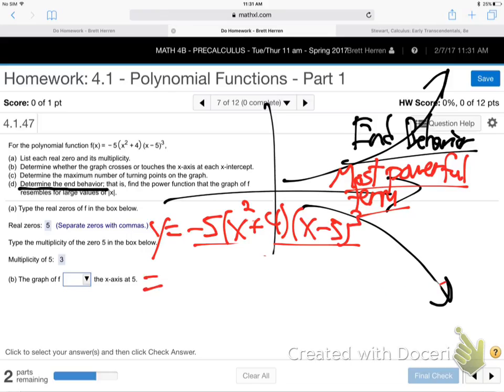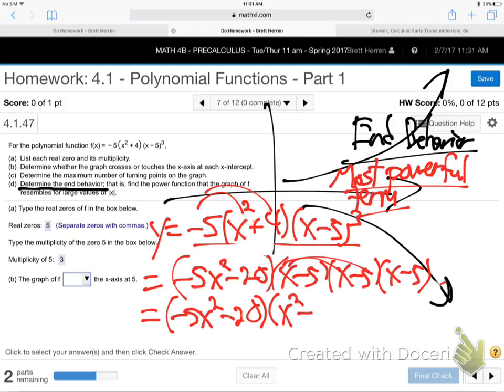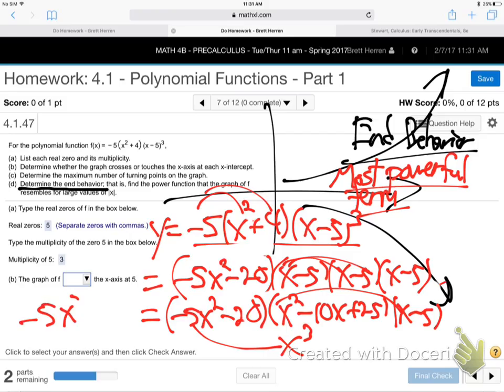If I was to FOIL this out, what would happen? I go boom, boom, minus 5x squared minus 20. And what is this? This is x minus 5, x minus 5, x minus 5, cubed. Means if you were to FOIL all that out, I'm going to do about one more step. What would happen is you would have this times this, and it would be x squared. It would be minus 10x plus 25 times x minus 5. And then this times this would end up being x cubed. And that would end up multiplying this guy. You see how it would be minus 5x to the 5th in the end? So that would be the most powerful term if you were to FOIL things out.